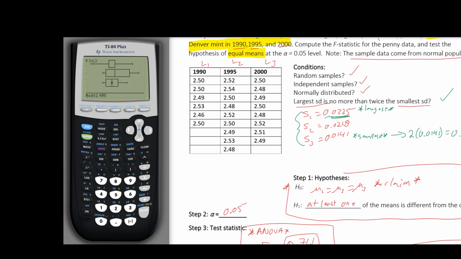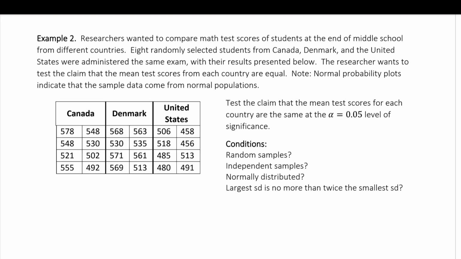All right, let's do another problem. Example 2. Researchers wanted to compare math test scores of students at the end of middle school from different countries. 8 randomly selected students from Canada, Denmark, and the United States were administered the same exam, with the results presented below. A researcher wants to test the claim that the mean test scores from each country are equal. Note, normal probability plots indicate the sample data come from normal populations. The question here is, test the claim that the mean test scores for each country are the same at a 5% level of significance. Let's go through all the conditions, just like the previous problem.